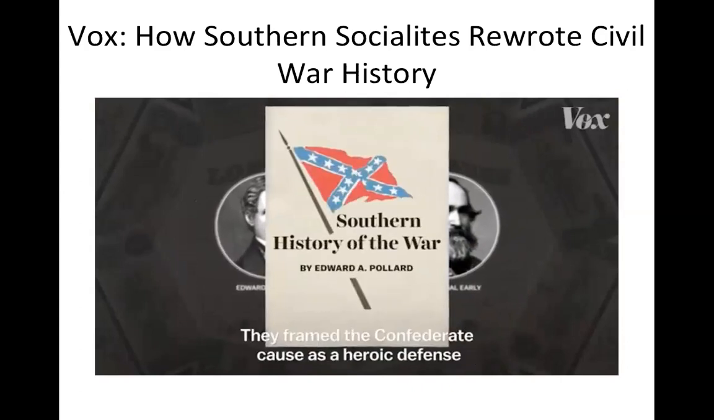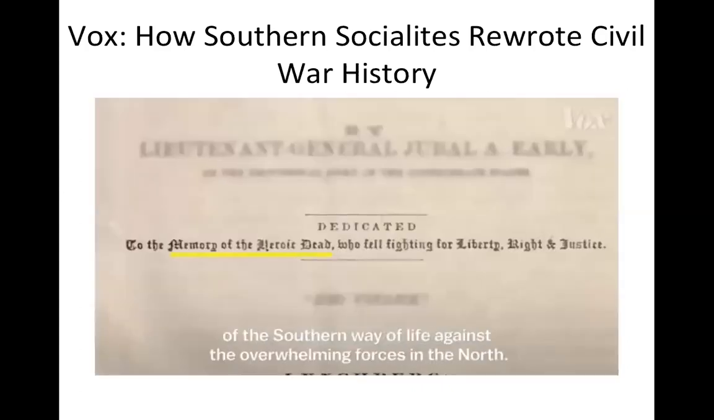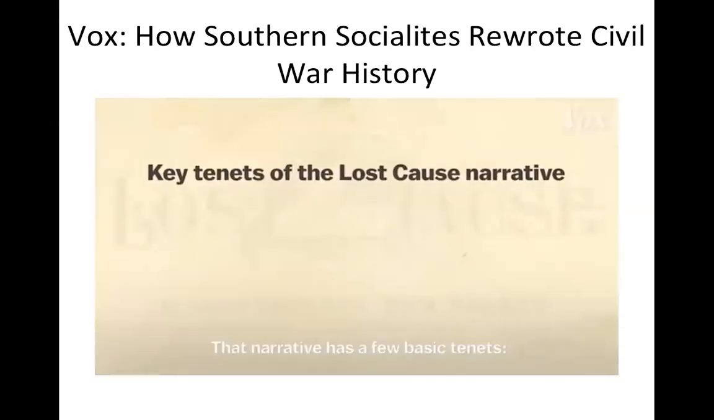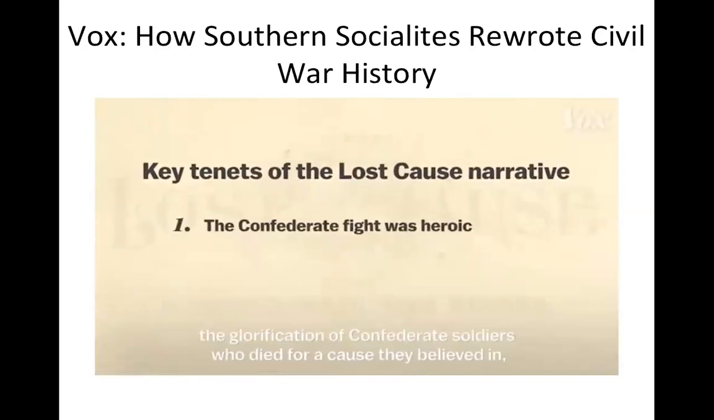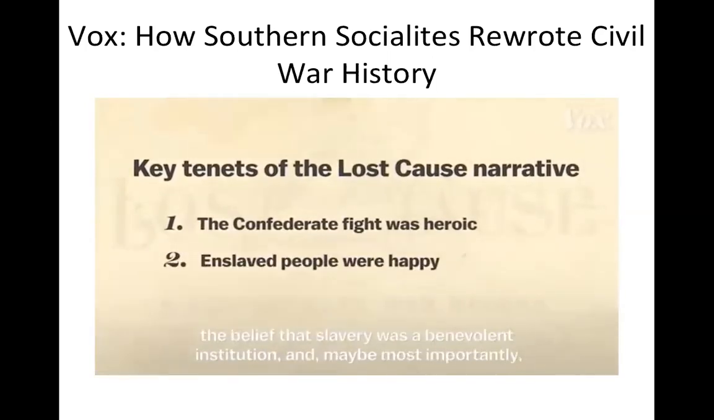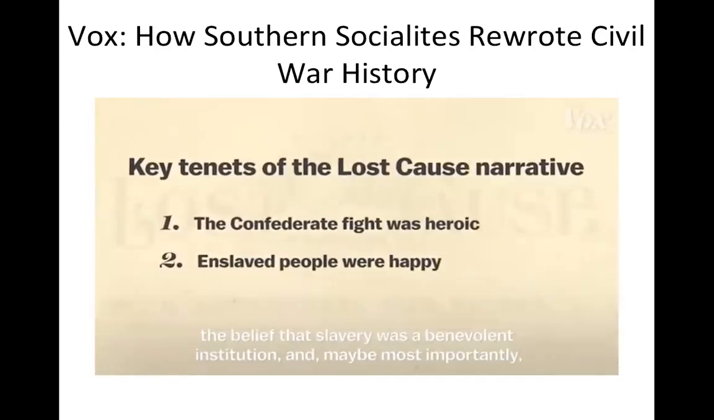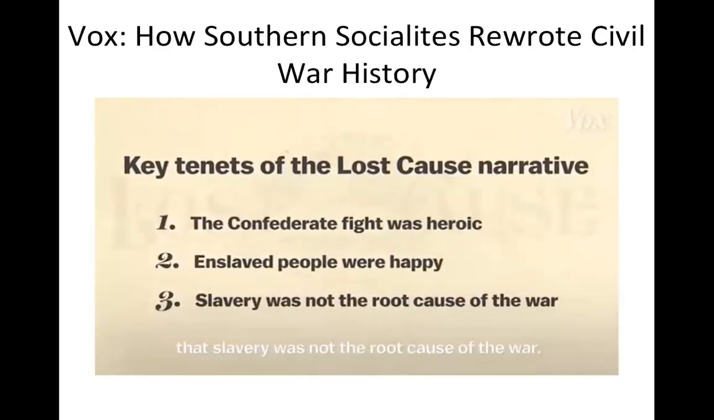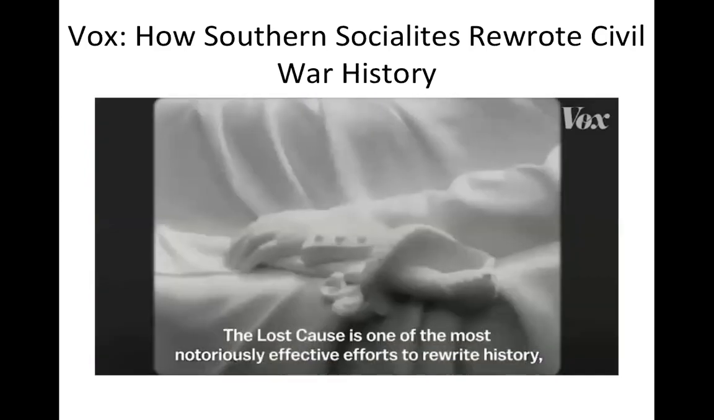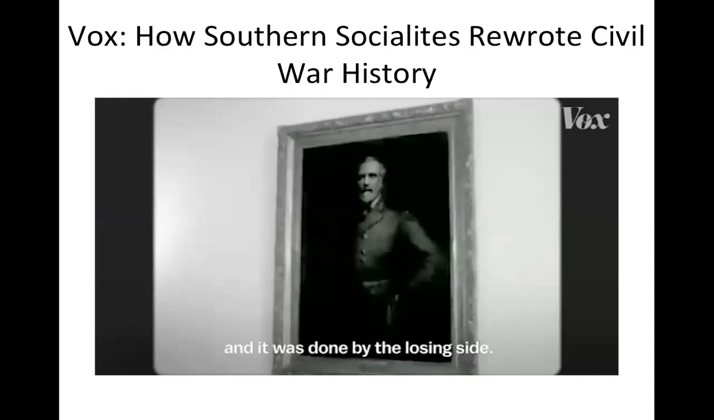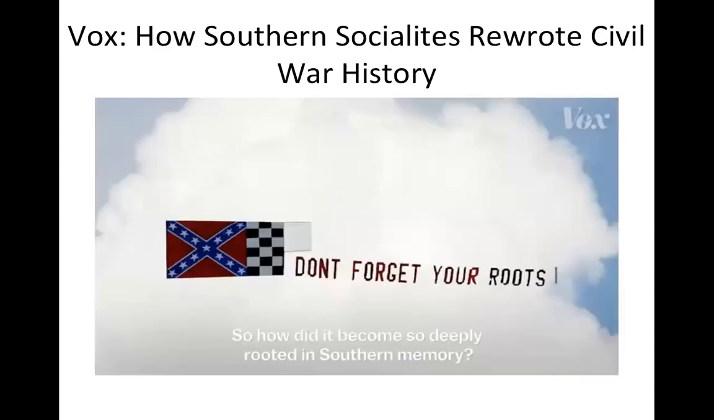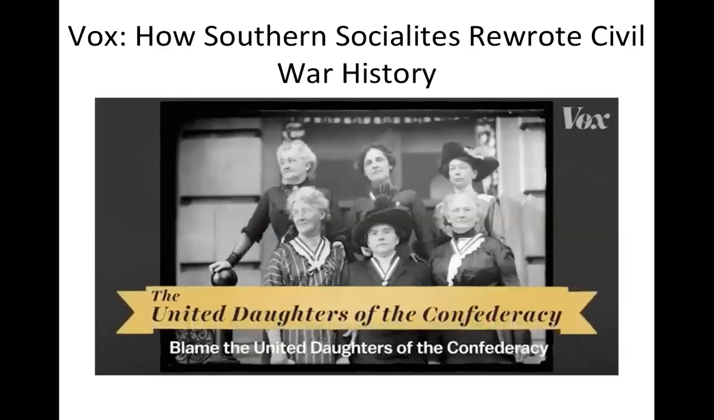They framed the Confederate cause as a heroic defense of the Southern way of life against the overwhelming forces in the North. That narrative has a few basic tenets: the glorification of Confederate soldiers who died for a cause they believed in, the belief that slavery was a benevolent institution, and maybe most importantly, that slavery was not the root cause of the war. The Lost Cause is one of the most notoriously effective efforts to rewrite history, and it was done by the losing side. So how did it become so deeply rooted in Southern memory? Blame the United Daughters of the Confederacy.